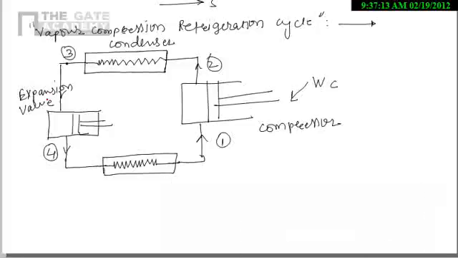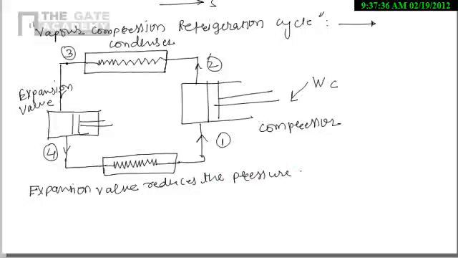So this expansion valve is helpful in reducing the pressure of the refrigerant. So I will talk about this expansion valve. The expansion valve reduces the pressure of the refrigerant.